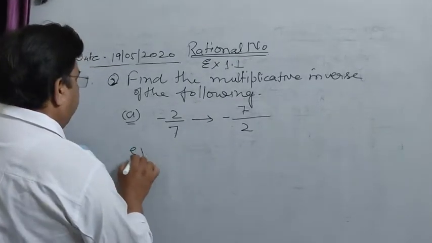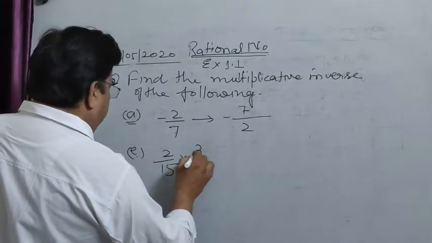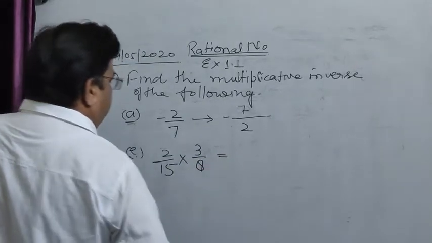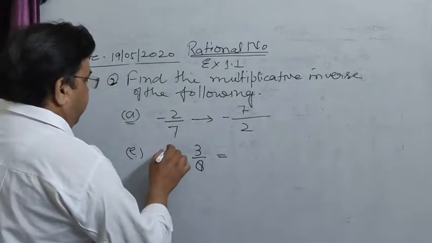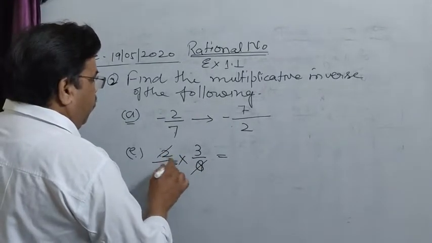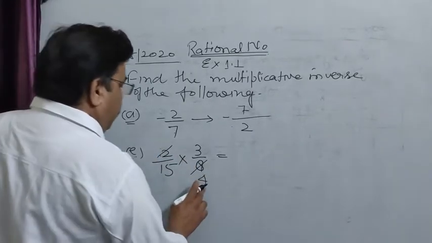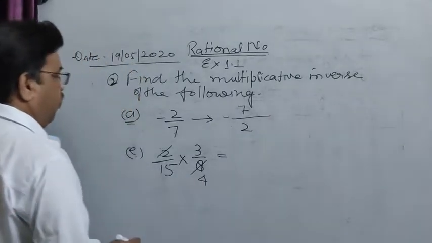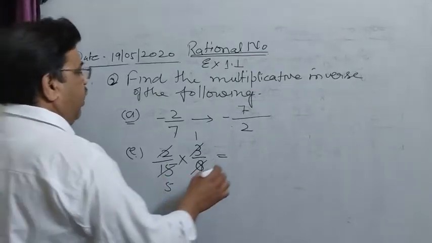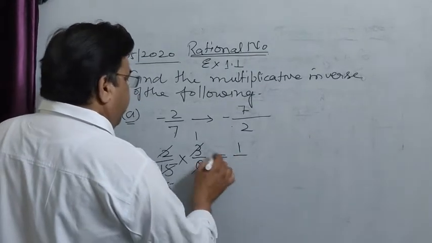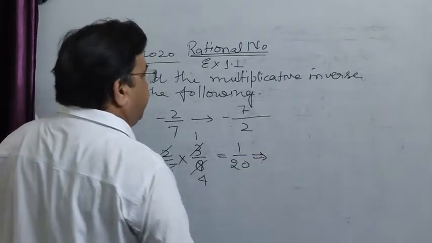And now the E question, 2/15 and 3/8. First of all, solve this question and make a single rational number. Okay, 2 and 8 are cancelled by 2, and we get 4, and 3 ones are 3 and 3 fives are 15. This is the single rational number, 1/20.